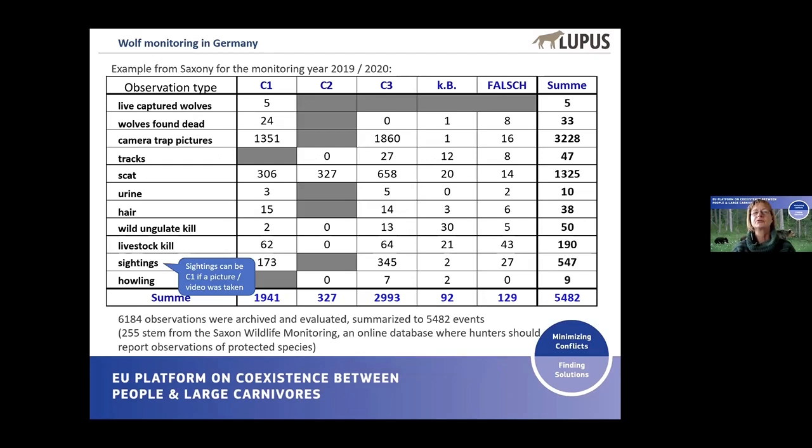So during the course of the year, all these observations of different types are collected. And they are evaluated as C1, so if they are hard facts, for instance, of course, a dead wolf or a good picture of a camera trap can be a hard fact, scats can become genetic samples and so on. Or some samples can become confirmed observations, C2, like scats that are well documented.